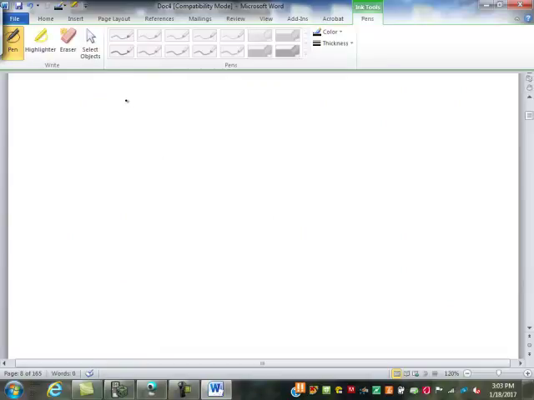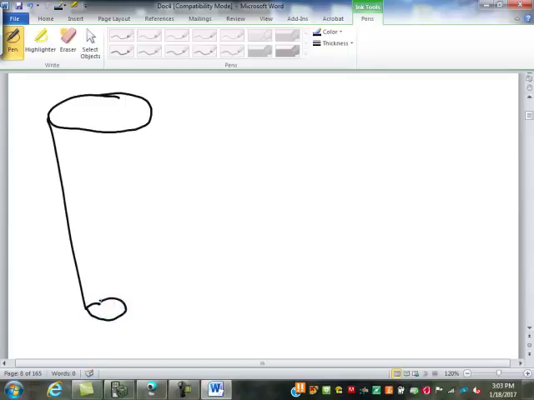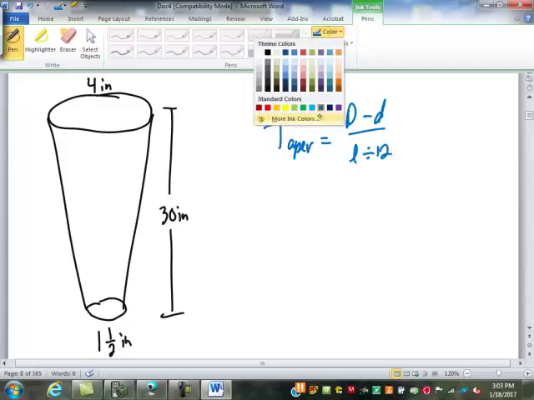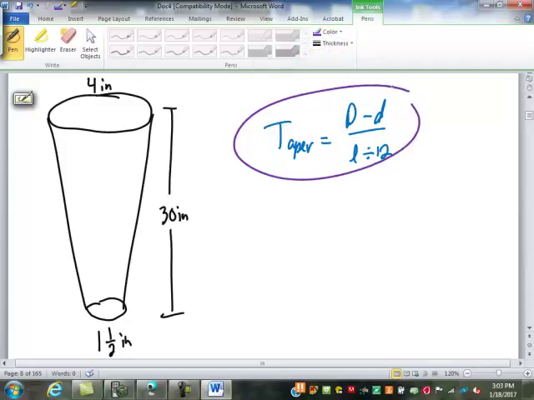So let's say we have a larger table. So we're going from a 4-inch large diameter at the top to a 1.5-inch small diameter at the bottom over a leg that is 30 inches long. Remember, taper is big diameter minus little diameter over length divided by 12. Take a minute or two and see if you guys can calculate the taper of that leg.